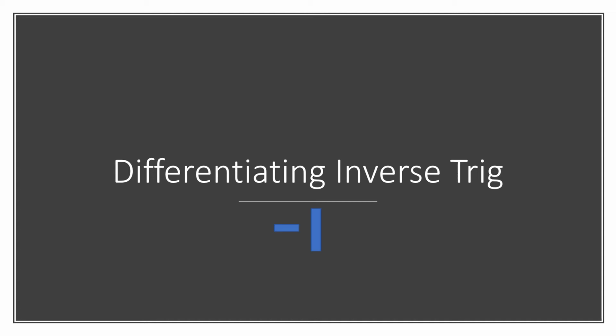Okay, so the other type of trig we might want to differentiate is inverse trig. That's like sine to the -1 or cos to the -1. However, we're going to introduce a little handy shortcut before we do.